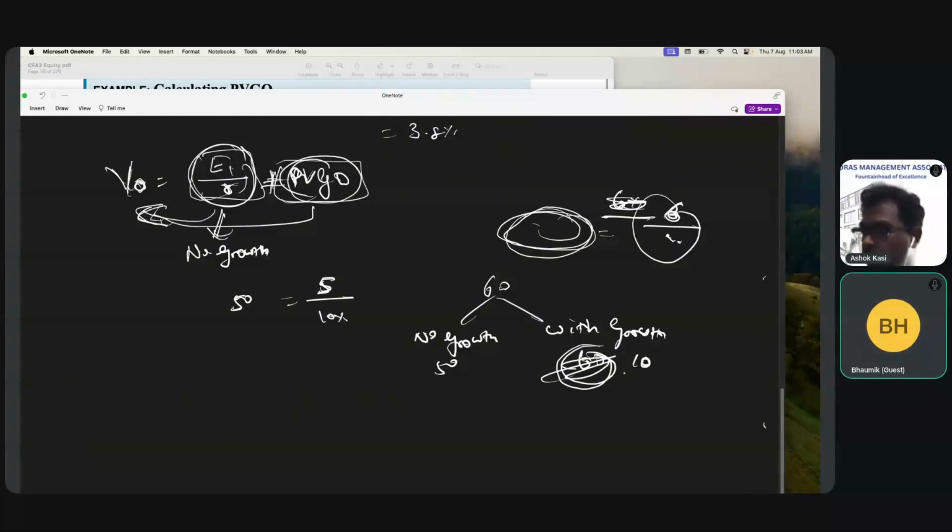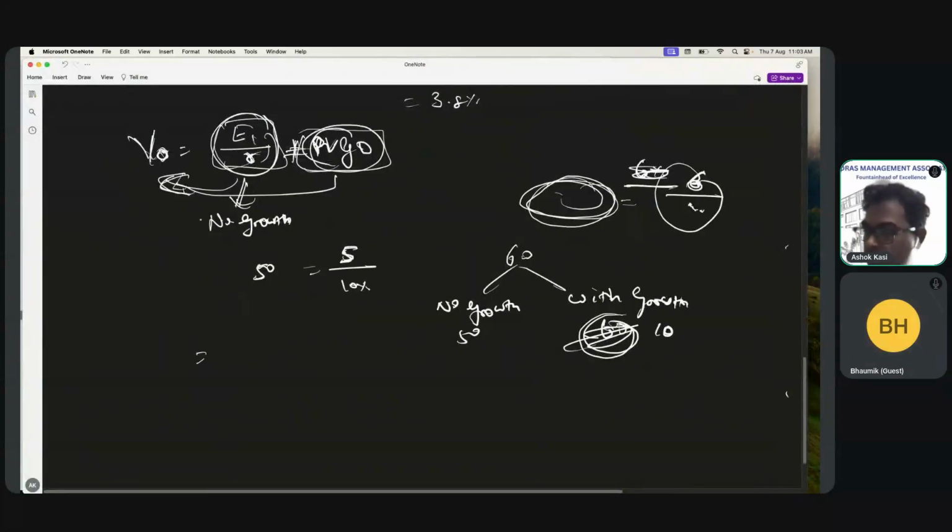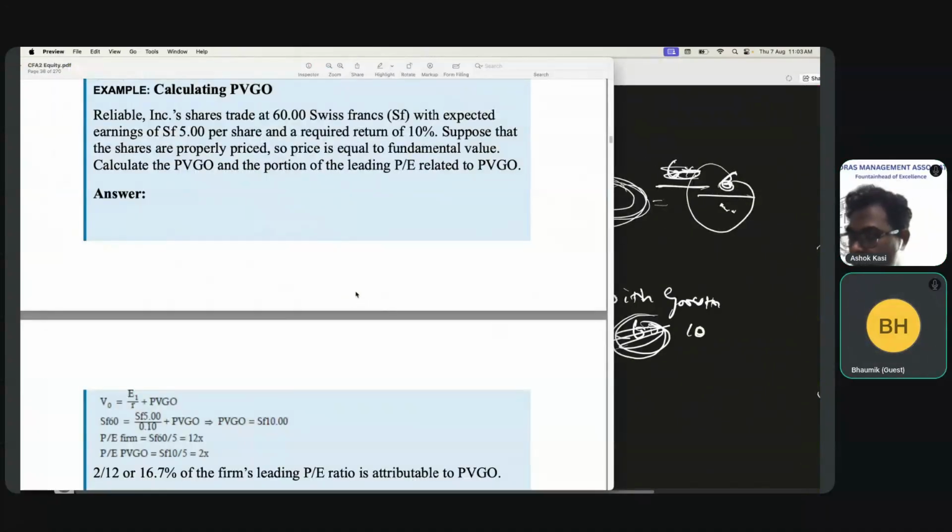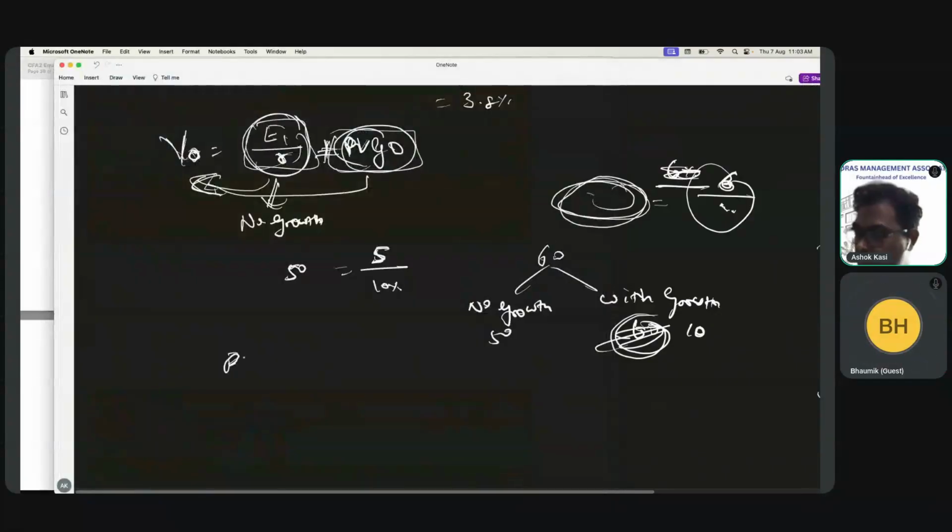So this is the answer. PVGO is 10 rupees. You understood? Now the question is PE related to PVGO, meaning PE ratio for PVGO. How much the market is willing to pay for this present value of growth opportunities. So now growth is 10.